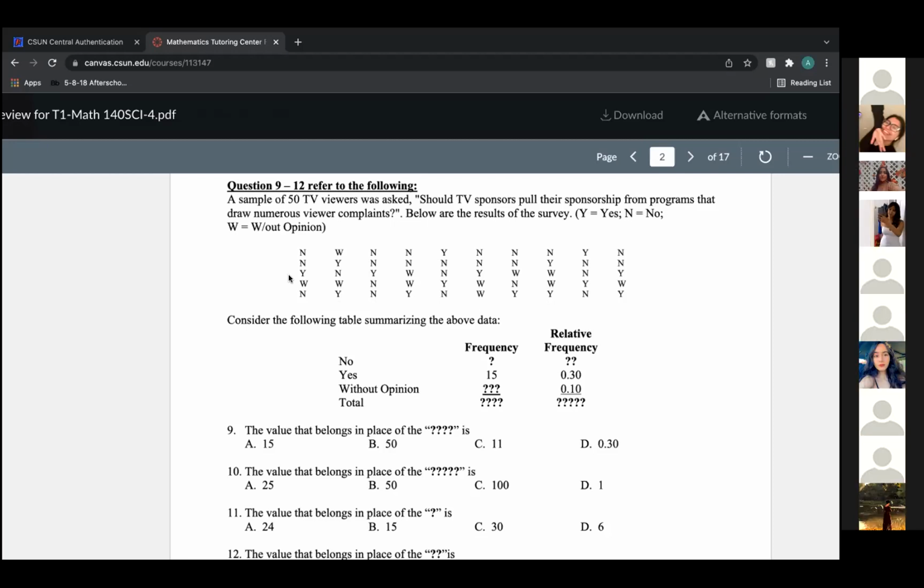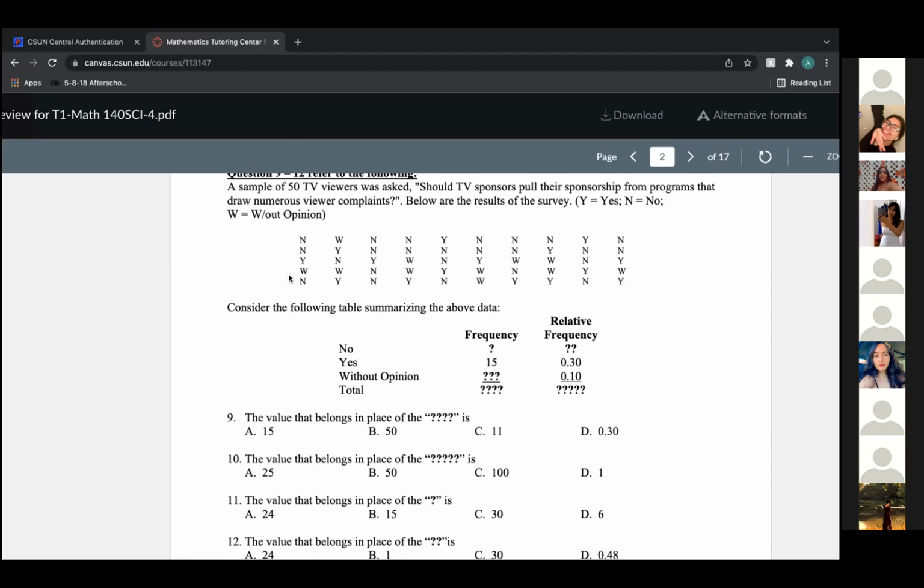We have the same people. Okay. A sample of 50 TV viewers was asked, should TV sponsors pull their sponsorship from programs or threaten numerous viewer complaints? Below are the results of the survey. Y equals yes, N equals no, and W is without opinion. Consider the following table summarizing the above data. The value that belongs in place of the quadruple question mark is the bottom of the first column, which is the total frequency. And the answer to that is 50, because they told us it's 50 TV viewers. So the total frequency is 50.